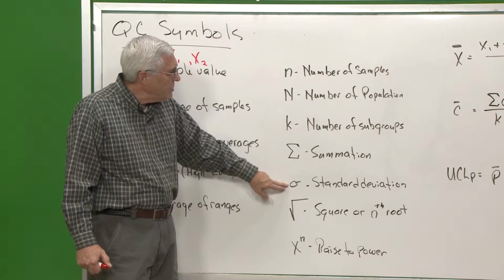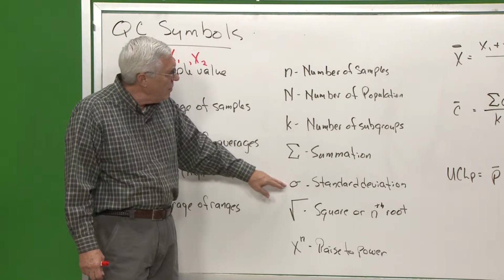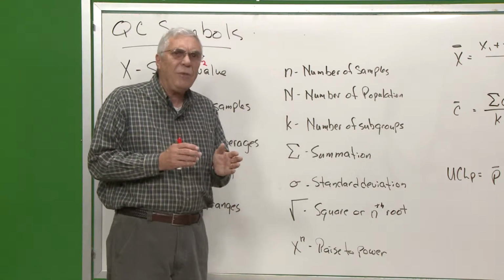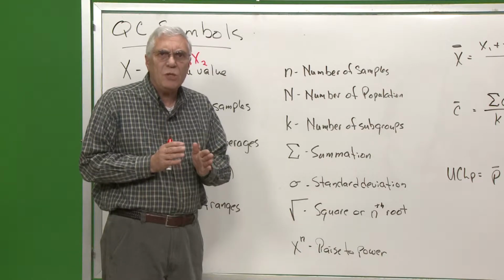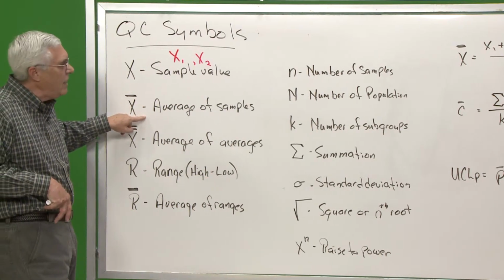Lowercase sigma is the symbol we use for standard deviation. Standard deviation, which we'll talk about a lot more further on, is simply a number that reflects how the variation of a group of samples spreads out from the average or the mean of those samples.